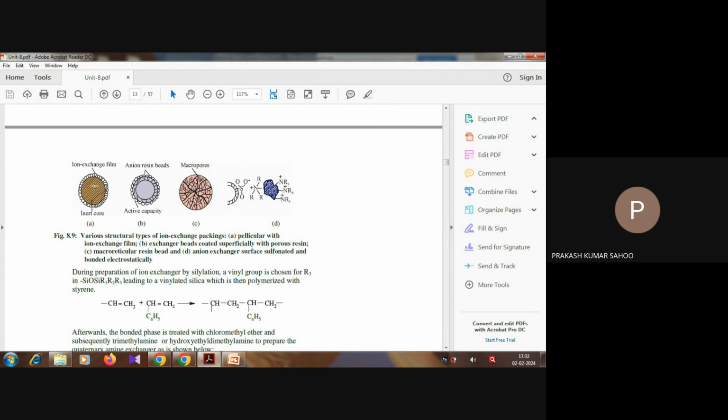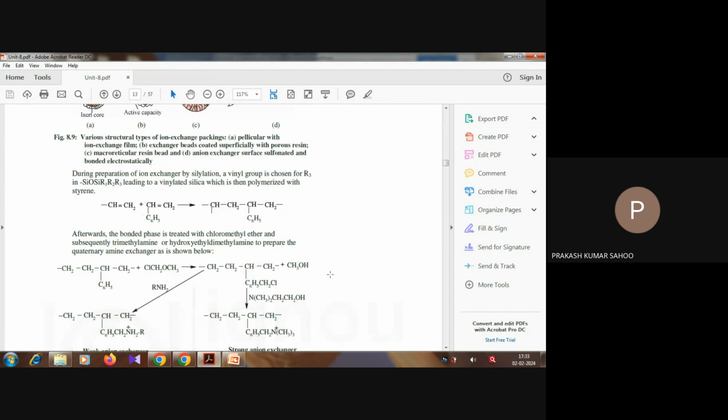Number A is the exchanger bead coated superficially with porous resin. This is number B, where the porous resin is there. The third one is the micro reticular bead. Number four is anion exchanger surface sulfonated and bonded electrostatically. So these are some packaging materials in our HPLC ion exchange chromatography.